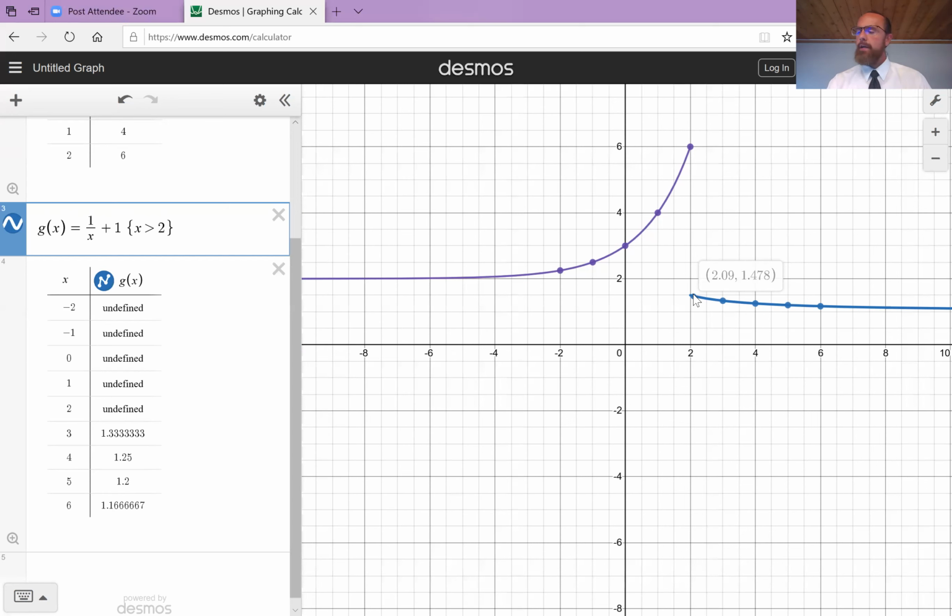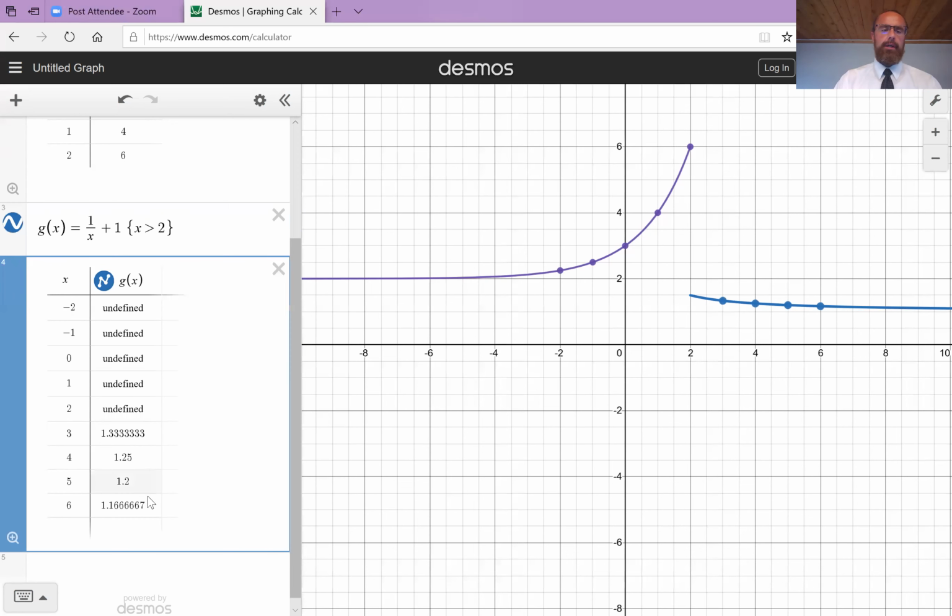Now it looks like that value at 2 is around 1.5. But again, I can't say that that function exists at 2 because of the restriction on its domain. It is strictly greater than 2, if we saw the way that we typed it in. And then as we head on, 3 has a value of 1.3 repeating, 4 is at 1.25, 5 is at 1.2, and 6 is at 1.16 repeating. Okay, so that gives me what I need from Desmos.